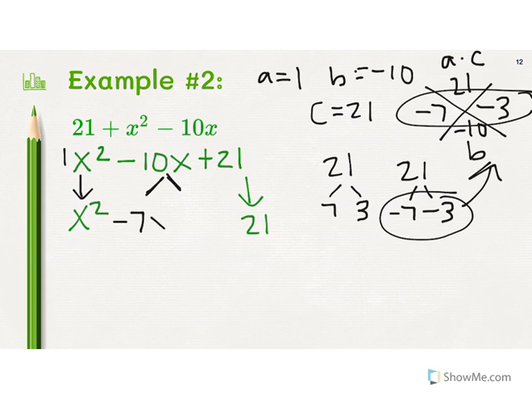So negative 7x, always bring your variable down. That was with the B value. And then we have a negative 3x. This was a plus 21. And then we're right back to factor by grouping again.